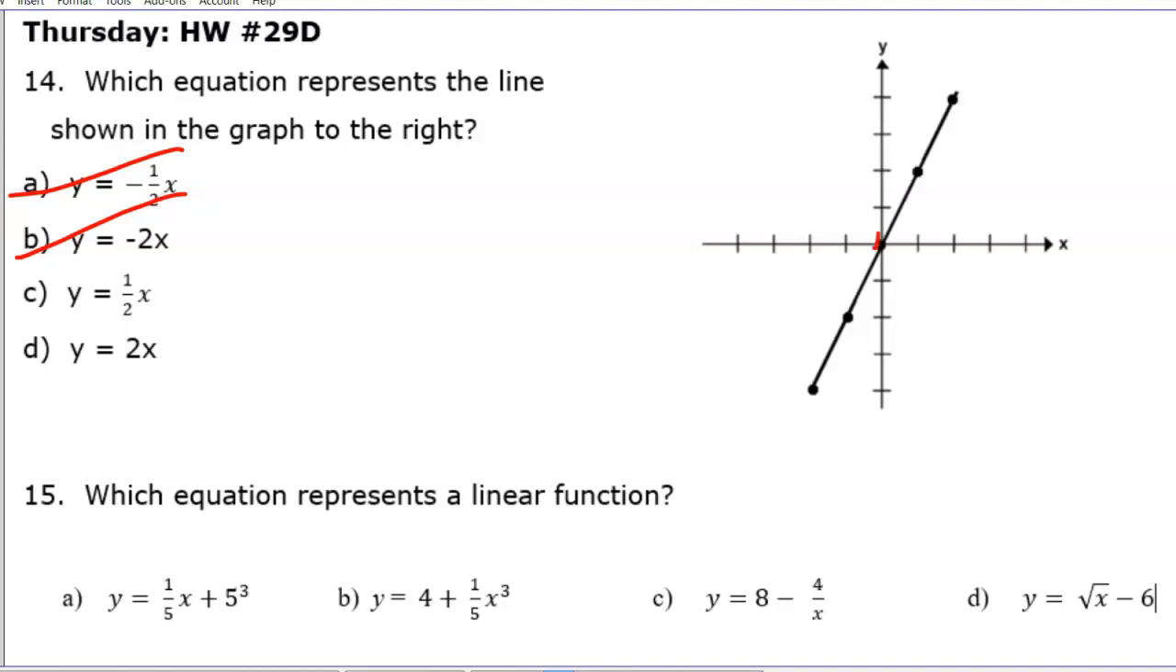Now we have to decide if it's going up 1 over 2, that would be this one, or up 2 over 1. Up 2 over 1, that would be this one. So because it's going up 2 over 1, up 2 over 1, and it's passing through the origin at 0, the graph would be D.